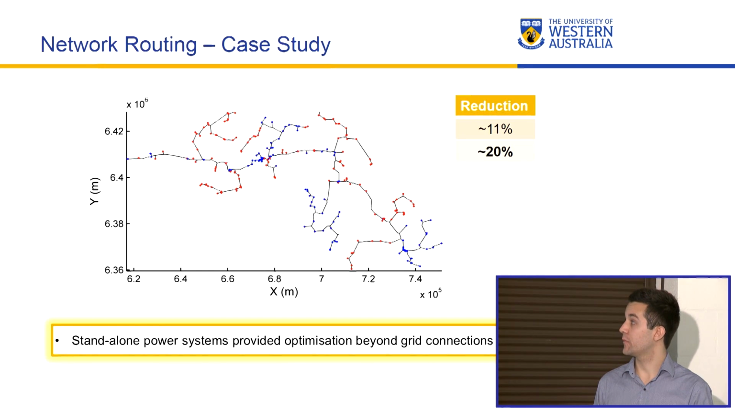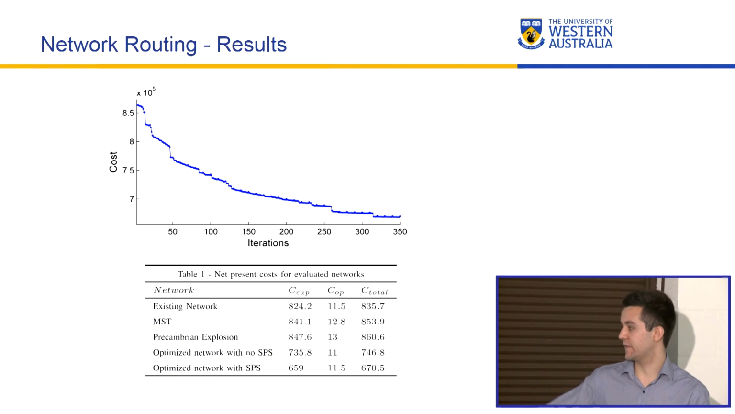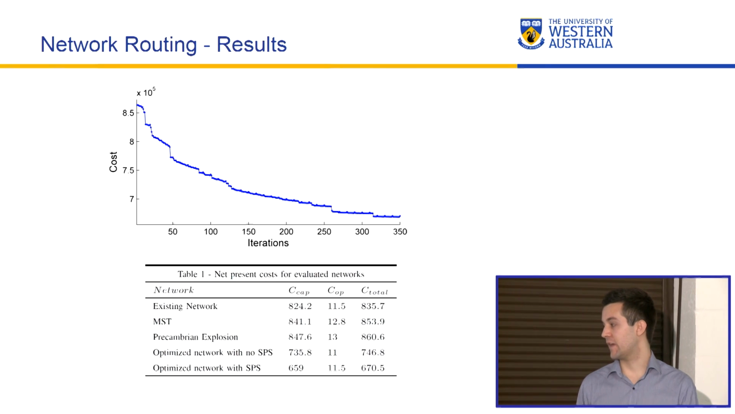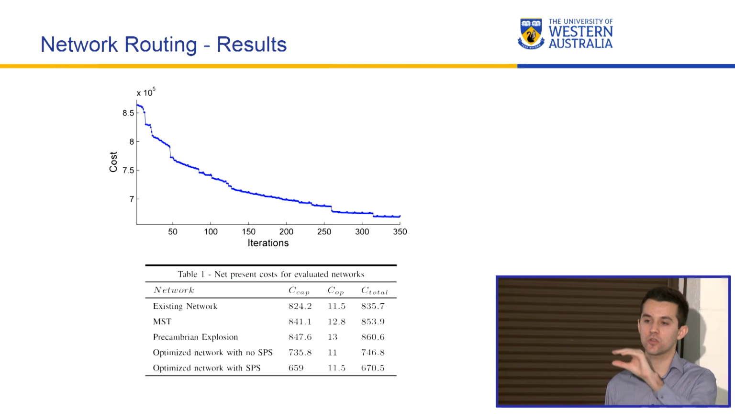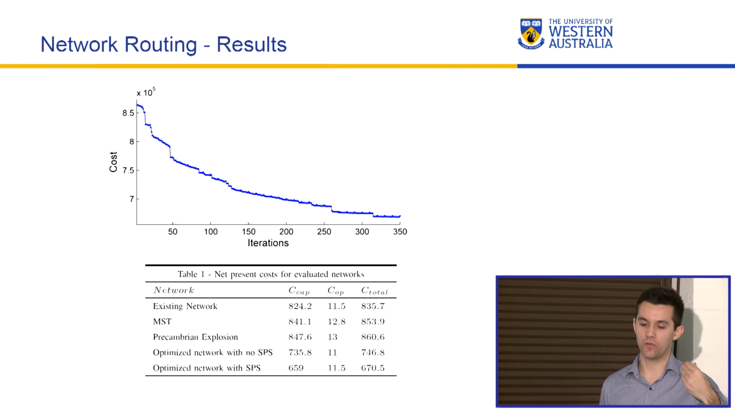So in terms of the results, we found if the existing network is 835 units, the optimal network with no SPS drops down to 746, and the optimized network with SPS drops down to 670. So there are substantial drops for each optimization step we just showed. And in the top figure, we just show how the best solutions differ over time. So our network doesn't get any better after around 350 iterations.